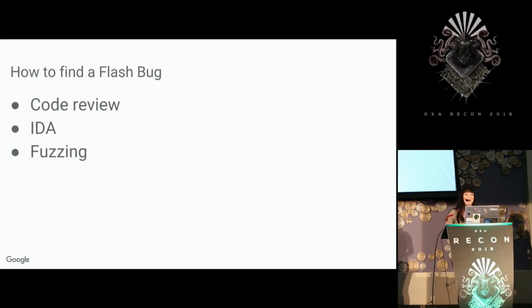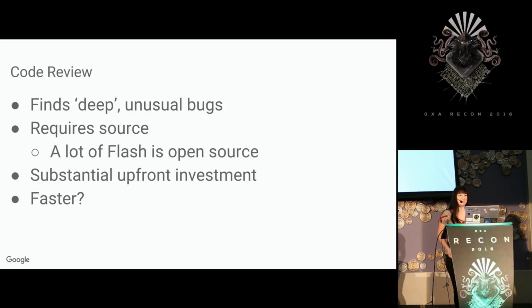So how can you find a Flash bug? There's three main ways. You can do it through code review, you can do it through reverse engineering, especially using IDA, or you can do it through fuzzing. To start off, I find most of my bugs through code review. The plus side of it is it finds deep, unusual bugs. At least until this year, when you found a bug through code review, you could be pretty sure that no one else would find the same bug, or it was fairly unlikely, although there's starting to be a lot more contention on Flash bugs these days.